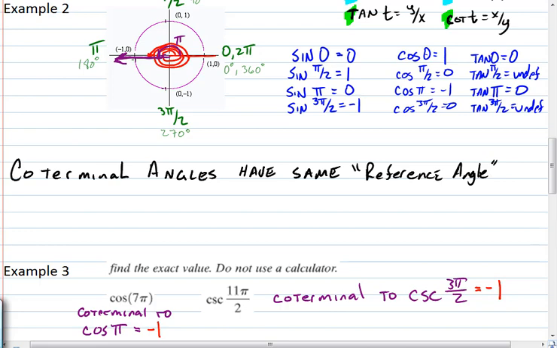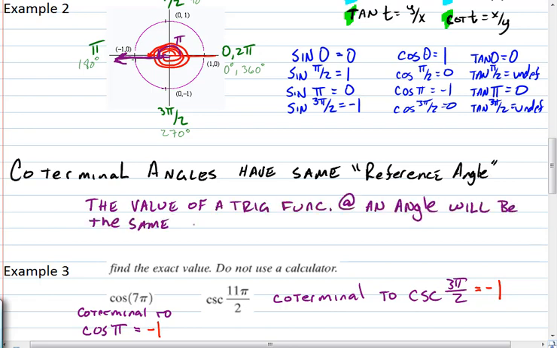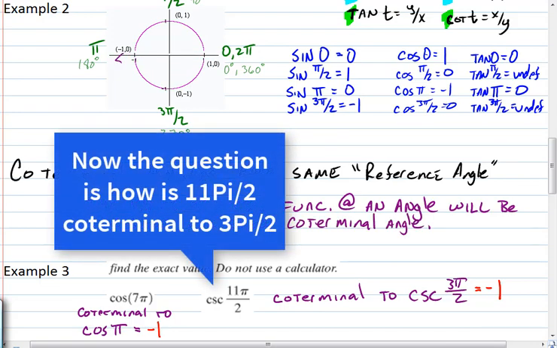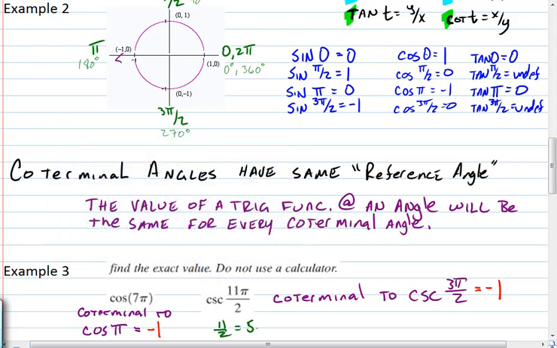And I need to tell it to you, the coterminal angle theorem. The value of a trig function at an angle will be the same for every coterminal angle. 11 halves. Okay, 11 divided by 2 is 5.5. So there's 1 pi, 2 pi, 3 pi, 4 pi, 5 pi, and then a half of a pi. Because the quadrant angles are measured in increments of a half of a pi.